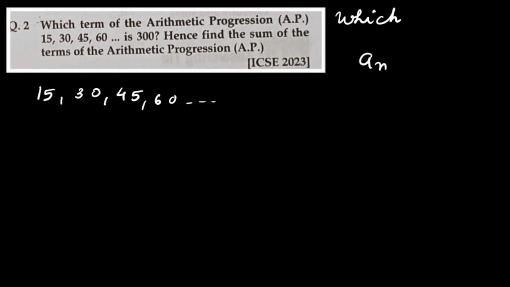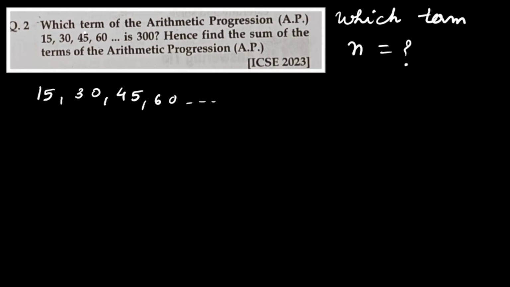Which term of the arithmetic progression? So a progression is given to us, that means a sequence is given to us. This is the sequence 15, 30, 45, 60 and so on. They are telling which term. Many times I have seen students get confused. Which term means n you have to find. If you ever see this terminology, that means you have to find n, because they are asking which term.